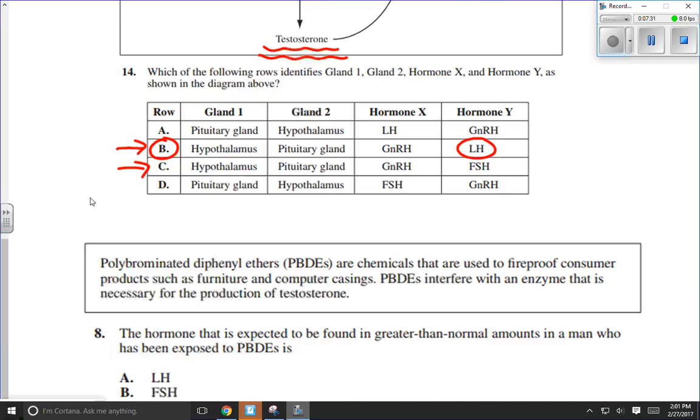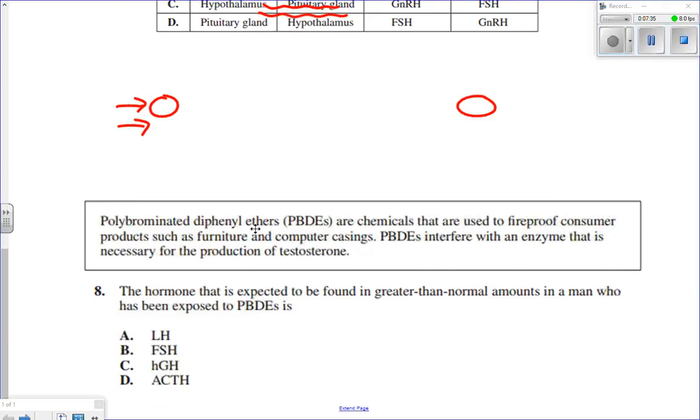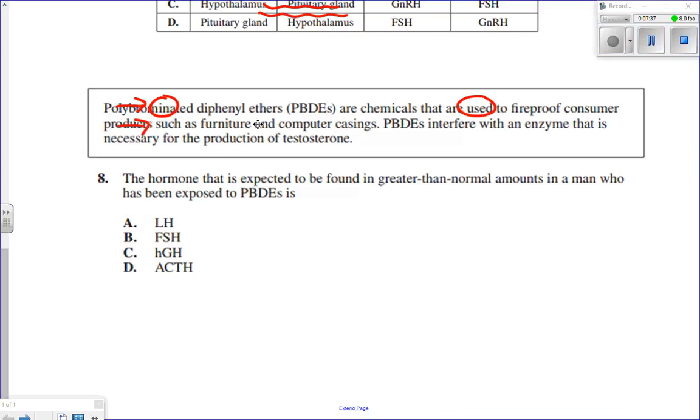All right, let's take a look at another one. This one's a little bit more involved. Let's just clean up the screen here. All right, so this one says polybrominated diphenyl ethers. Boy, I don't like when we use big words like that, because that word has nothing really to do with the question. At least we've got an abbreviation. Let's just use the abbreviation. PBDEs.